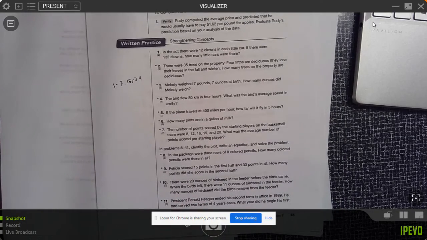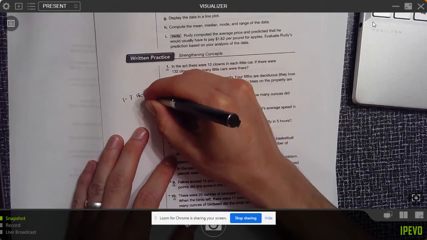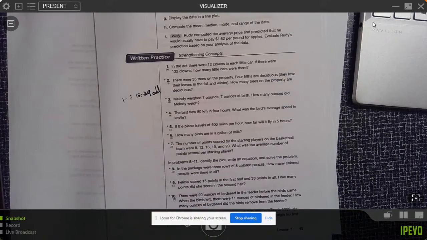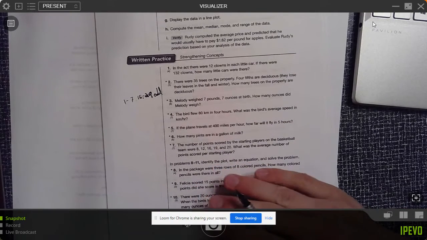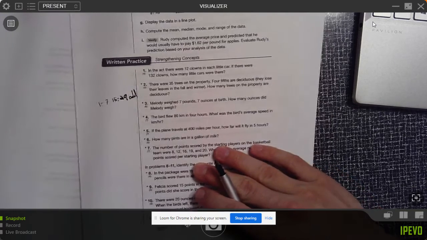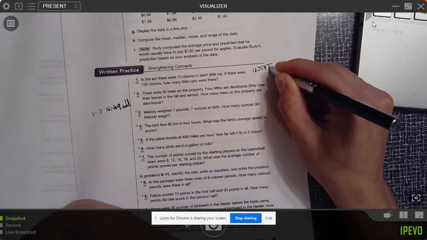So I wanted to go over the written practice 1 through 7 and then 15 through 29 odd. All right, so 1 through 7. In the act, there are 12 clowns in each little car. If there were 132 clowns, how many little cars were there? Okay, so we're going to just do 132 divided by 12.